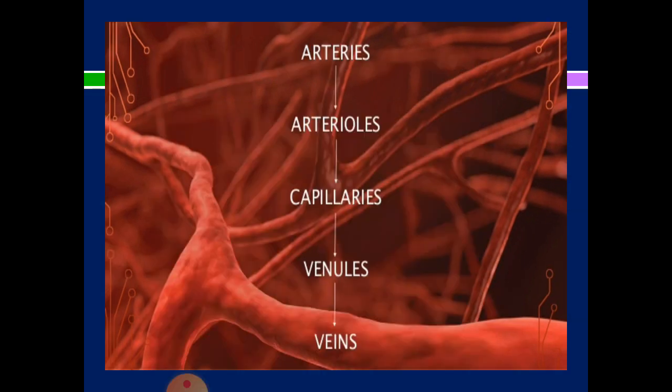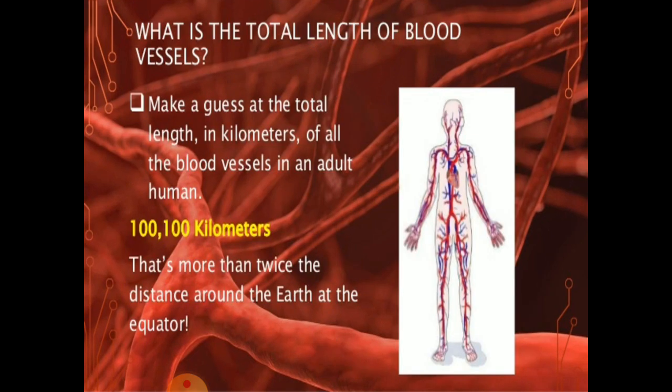The arteries divide to form arterioles. Arterioles again divide to form capillaries. Capillaries at the venous end unite to form the venules, and the venules unite to form the veins. This is the total length of the vessels in the human body. It is more than 1 lakh kilometers.